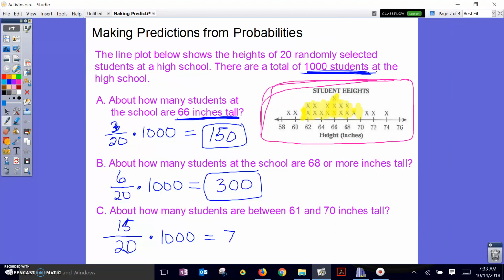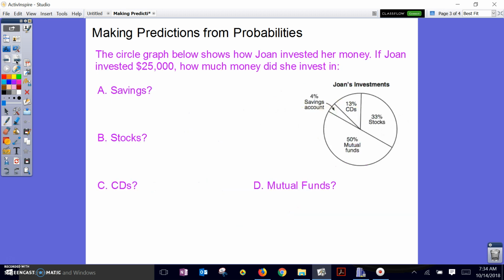And we're going to predict that 750 of the students at the school are between 61 and 70 inches tall. Alright, so that's how we can use probability from a little bar graph like that. Let's go on to the next.